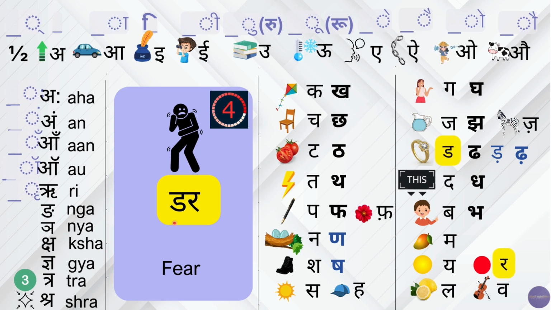This word means fear. Diamond d and red r joins together to make the sound dar. Dar. We pronounce this as dar. Next word.